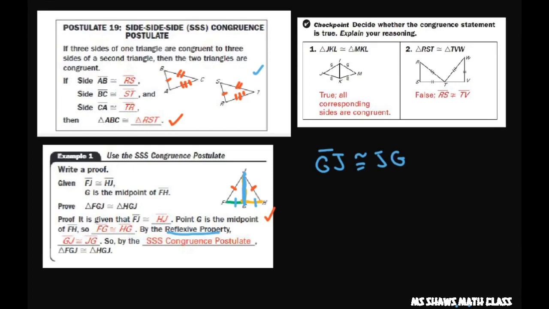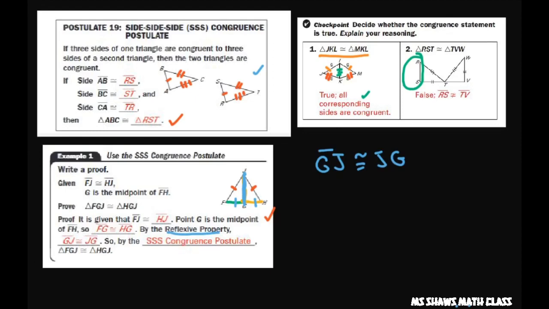So let's do a little checkpoint. Are these triangles congruent? Well, we have these two sides equal. We have these two sides equal. These two sides are equal. The marked sides are equal. And then our reflexive property, this is equal. So this is true. Now what happens with this one, we don't have a mark right here.